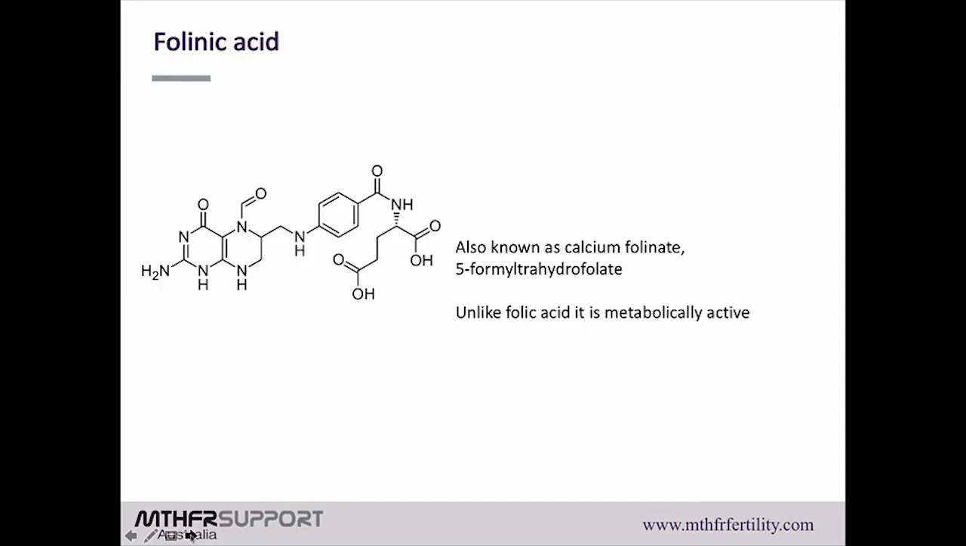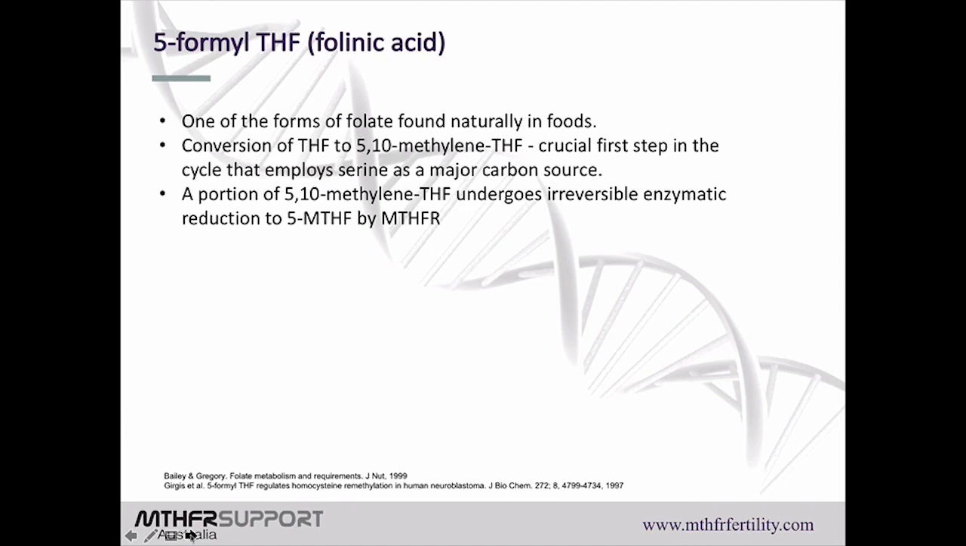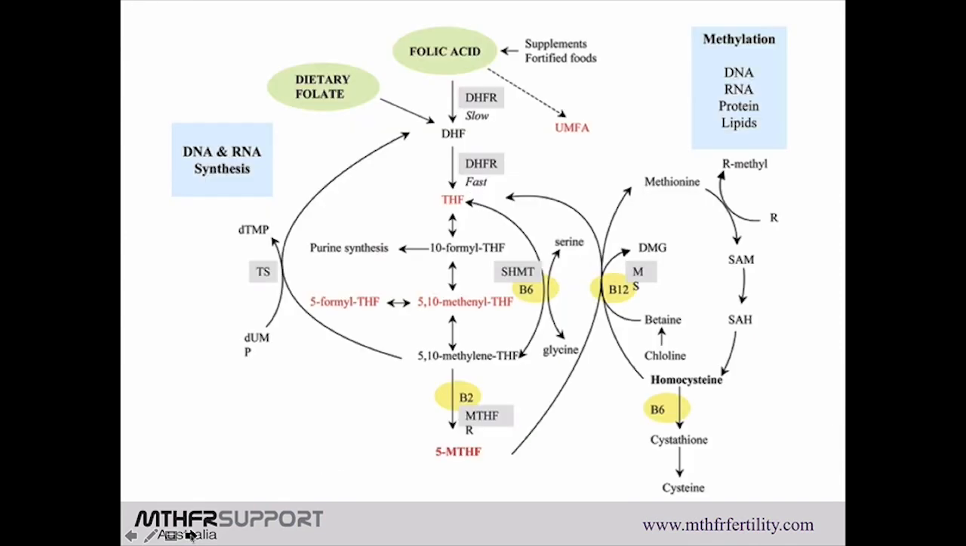So our second form of folate is folinic acid, also known as calcium folinate and 5-formyl tetrahydrofolate. Unlike folic acid, it is metabolically active. It's found naturally in foods, and it's a really important substrate to help with this folate pathway and regenerate things and get things moving. And I'll show you what I mean.